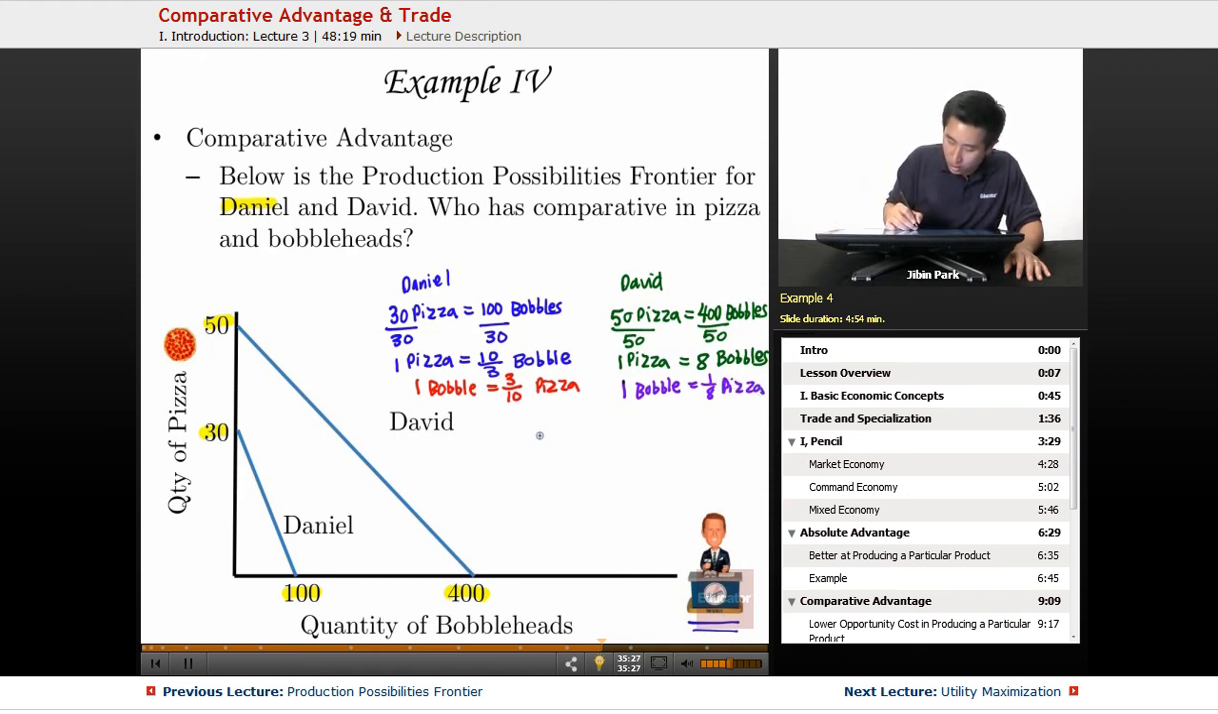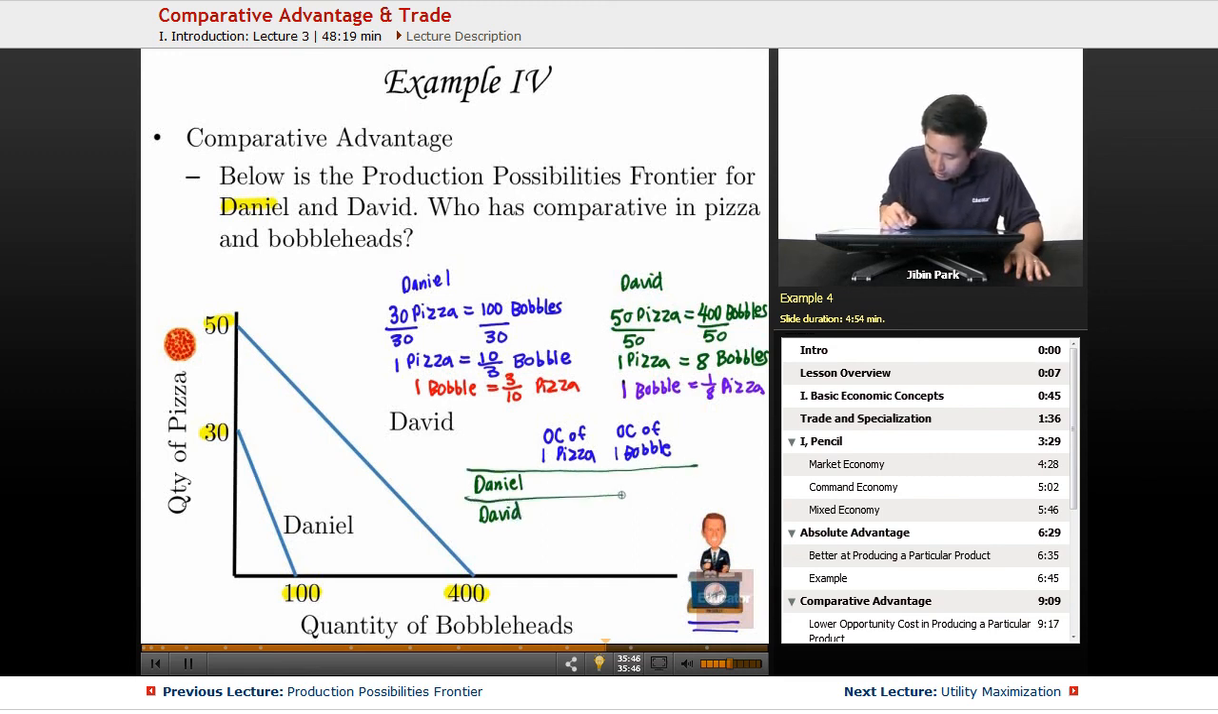So let's go ahead and draw a chart here. So the opportunity cost of one pizza and the opportunity cost of one bobble, and the two individuals are Daniel and David. So again, the chart is good to organize information so that you're comparing rather than looking at a jumbled mass. So for organizational purposes, I highly recommend that you draw an opportunity cost chart so that you're able to organize the information and then make the decision from there.